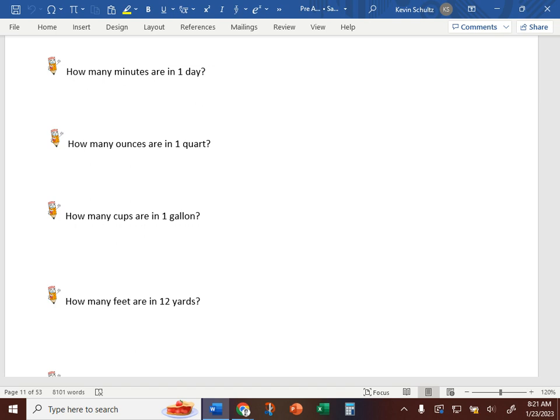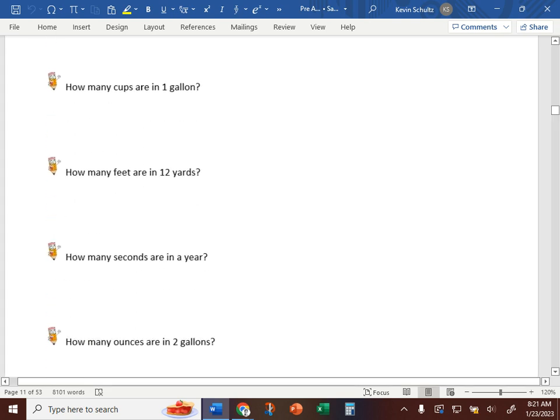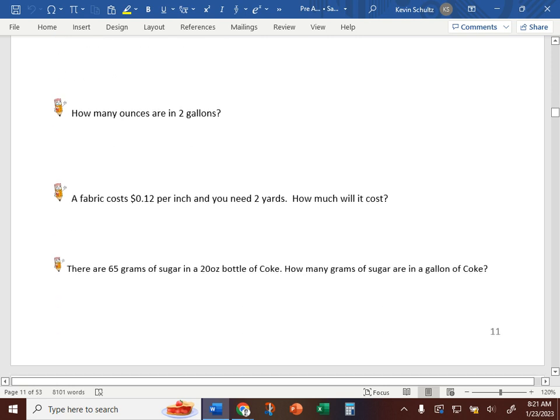How many ounces are in a quart? How many cups in a gallon? Feet in 12 yards? Seconds in a year? Ounces in 2 gallons? And then some word problems here. A fabric costs 12 cents per inch, and you need 2 yards. How much will it cost?